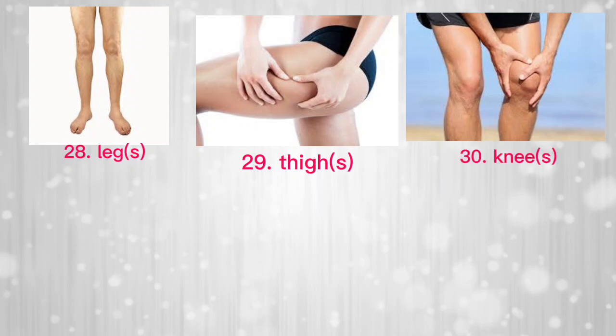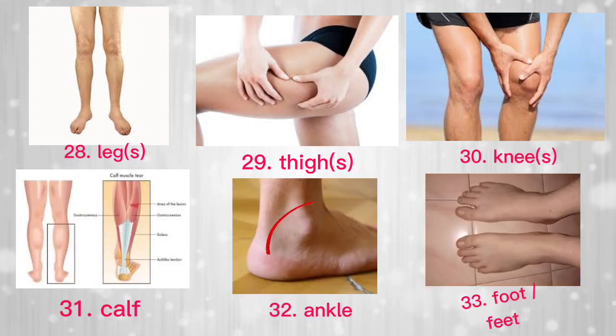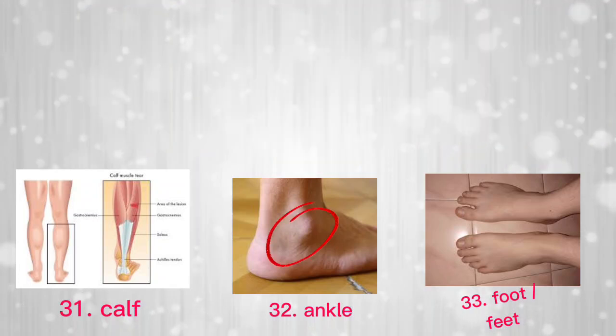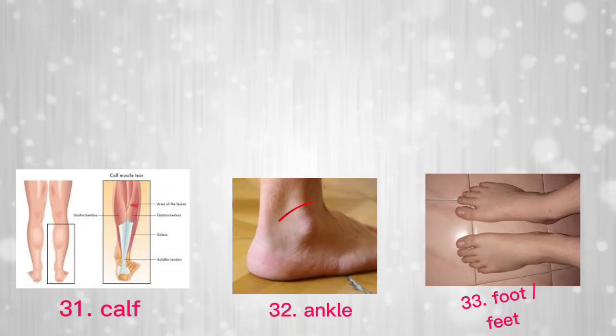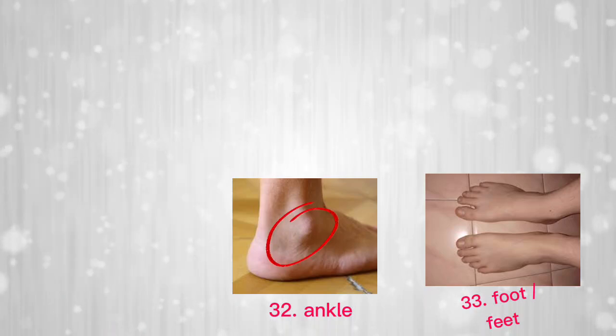28, legs. 29, thighs. 30, knees. Pay attention, we don't pronounce K, we say knee. 31, calf. But pay attention, calf has two meanings. The young of a cow, and here the meaning is the fleshy back part of your leg below the knee.